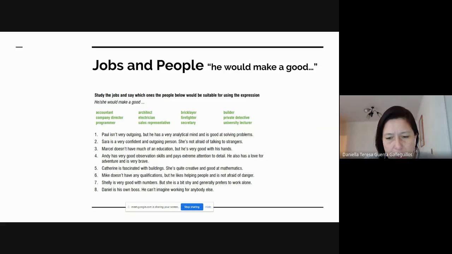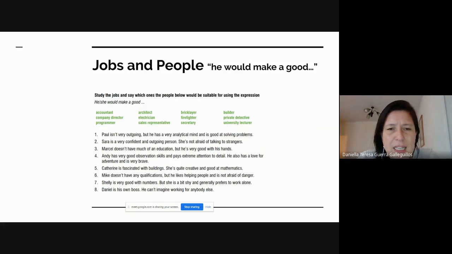Paul, if we talk about Paul, it says, Paul isn't very outgoing, but he has a very analytical mind and is good at solving problems. So now that we know the description about Paul, what do you think can be a good profession he can go to? Okay, so a person that is analytical and good at solving problems could be a very good programmer. So you say he would make a good programmer.